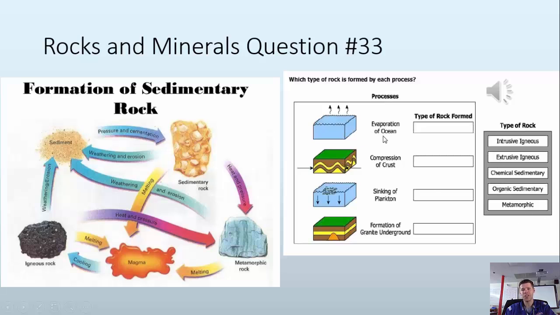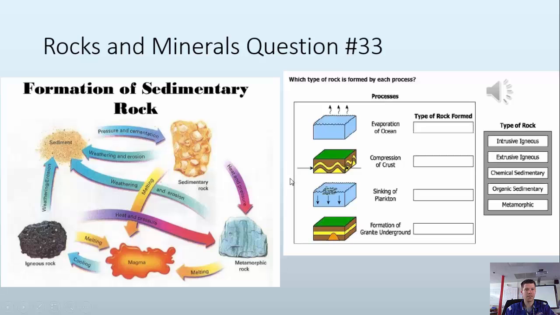We have the evaporation of the ocean. Hopefully that's making you think sedimentary rock. We have the compression of the crust of the earth. Now that's going to be a lot of pressure, so hopefully that's making you think metamorphic rock. We have the sinking of plankton. Remember, plankton's a little animal, so we have basically the remains of a little tiny animal making a rock at the bottom of the ocean. And we have the formation of granite underground, so magma cooling under the ground.